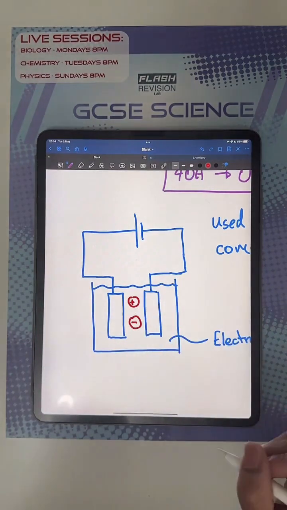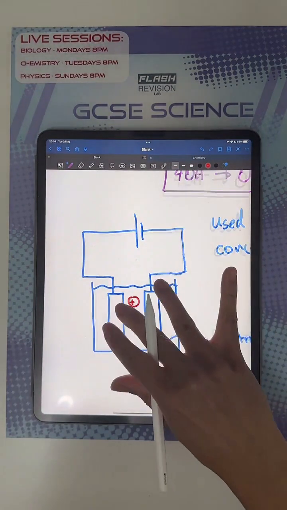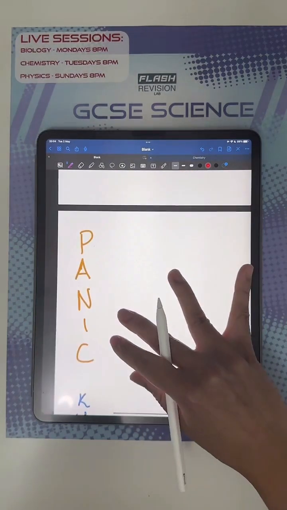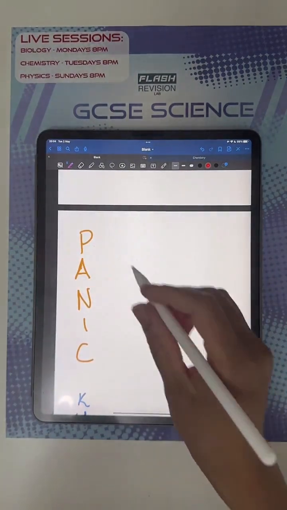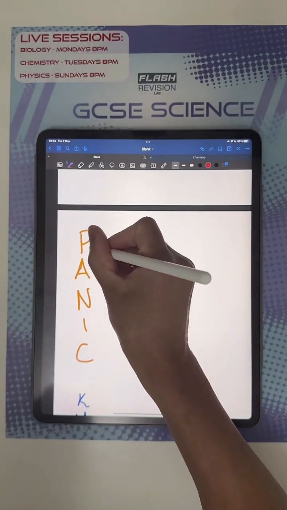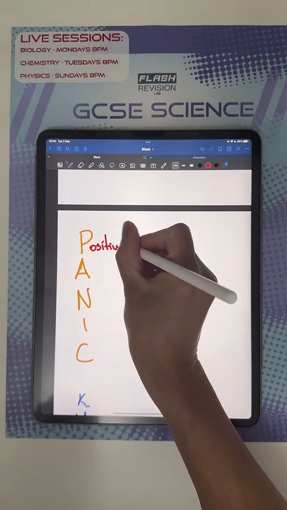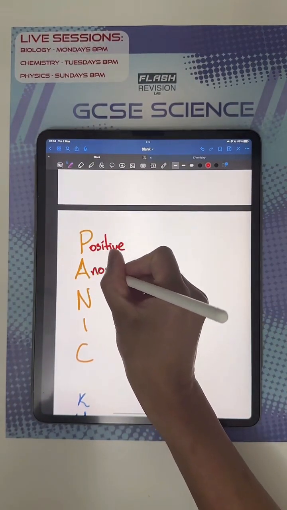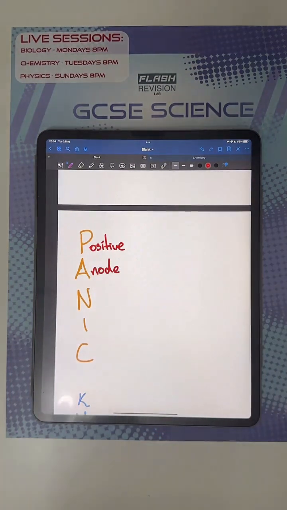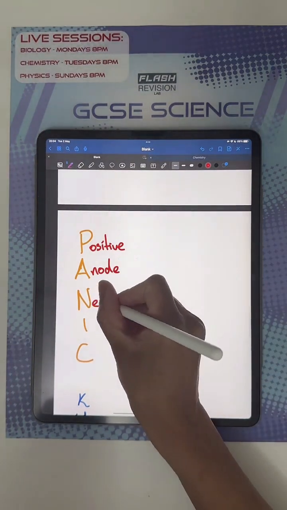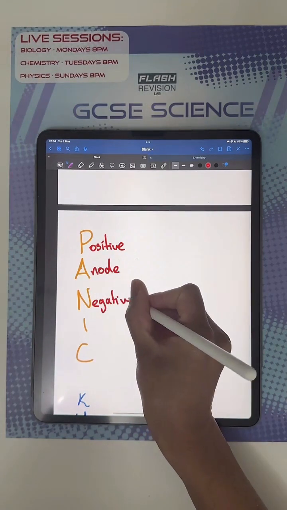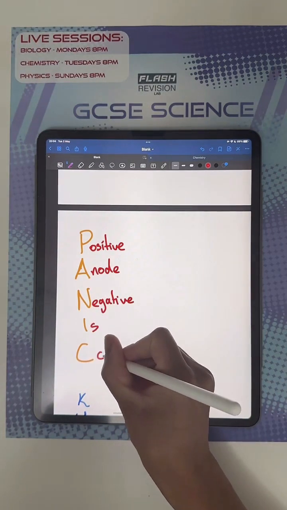And you have two electrodes here. One's the positive one, one's the negative one. So that's why we have PANIC to remember which one's which. Positive is for the anode. That's one of the electrodes. The positive one's called the anode, and the negative one is the cathode.